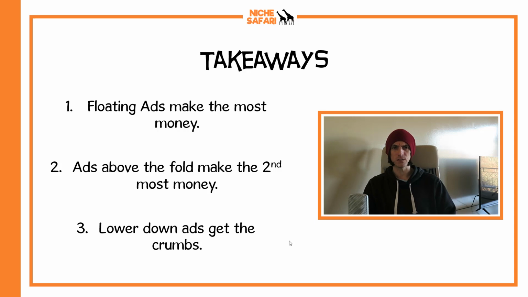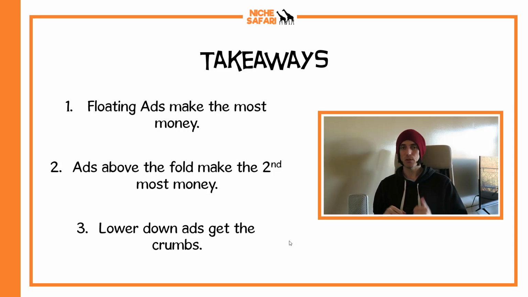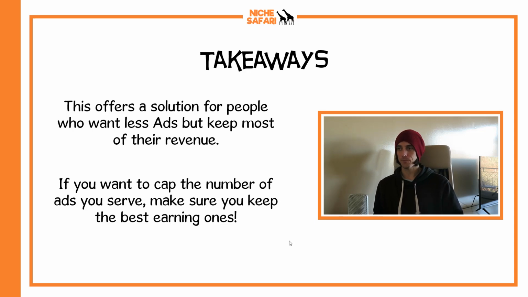So a few takeaways from this little tiny Ezoic big data analytics study that anyone can do if you're on Ezoic. First one is floating ads make the most money by far. 1/3 of my revenue is from just those 2 floating ads. So make sure you turn floating ads on to make sure that you're getting maximum revenue possible. Ads above the fold are the second most valuable ads. So again, if you want to strip away ads, don't strip away those ones above the fold. They're the ones that make you the good money. And then those lower down ads seem to be the ones that are getting the crumbs.